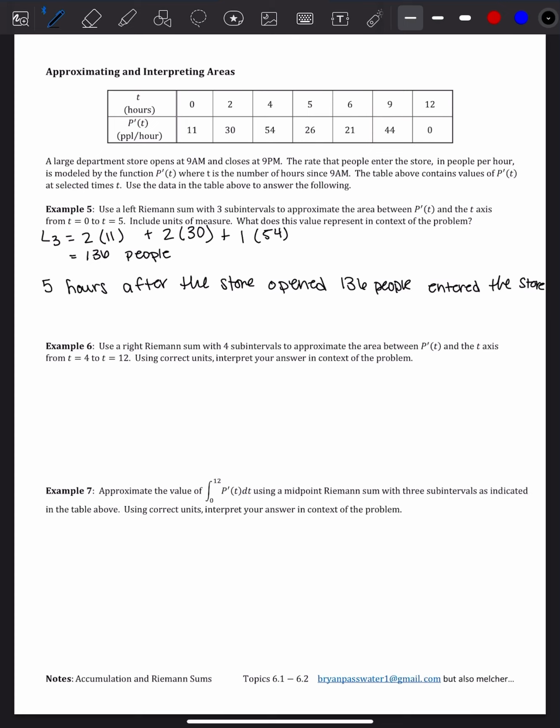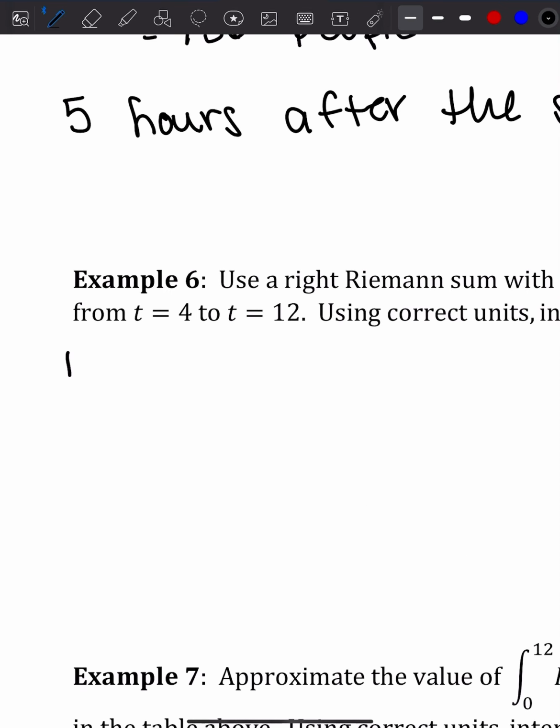Okay. Use a right Riemann sum with 4 subintervals to approximate the area between p prime of t and the t-axis. Use t equals 4 to t equals 12. And use correct units. Interpret your answer in context. So we want 4 subintervals this time. We want right Riemann sums. And we want between 4 and 12.